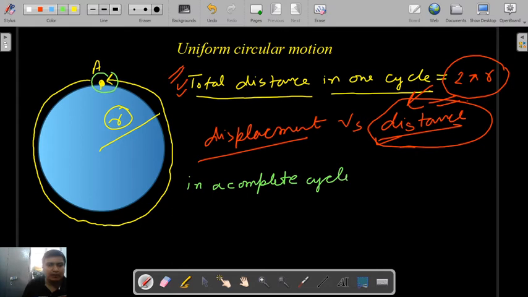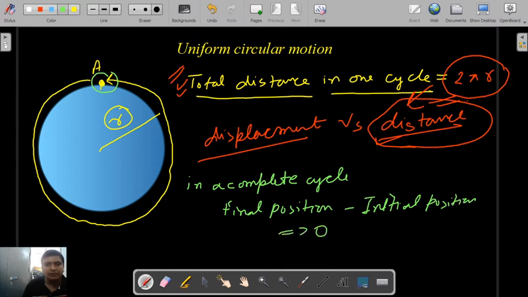final position minus the initial position. So what was the result? It is 0, because the object comes back to the same point from where it started the motion. Okay, so in this case the displacement is 0.